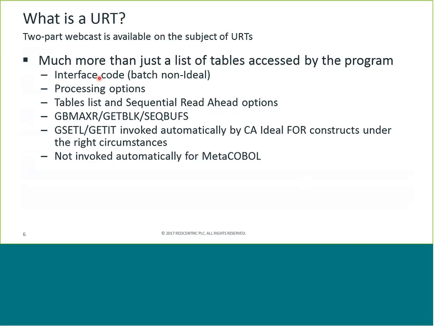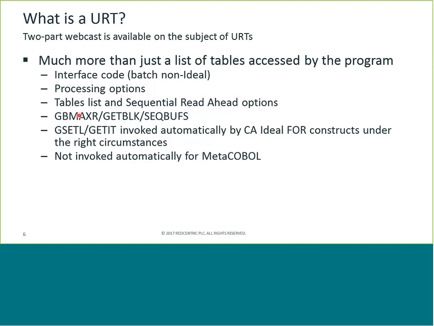It contains interface code for batch non-ideal applications, which actually establishes the communication interface to the multi-user. It has a number of processing options that affect the whole URT. It does have a list of tables, but it also has the ability to have sequential read ahead options. We're going to talk a bit more about sequential read ahead and where it might be appropriate. This could be a real boost if you are using step-at-a-time type applications, for constructs, for example, in ideal and metacobol, where you do need to trawl through large amounts of data. We can improve the performance of that using the sequential read ahead process.